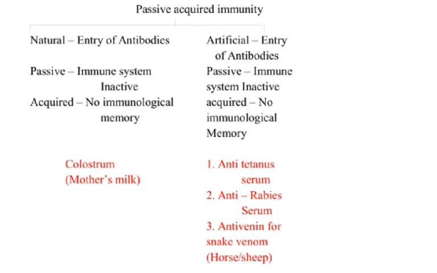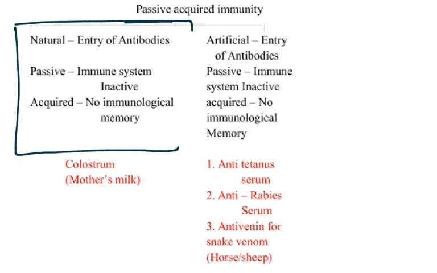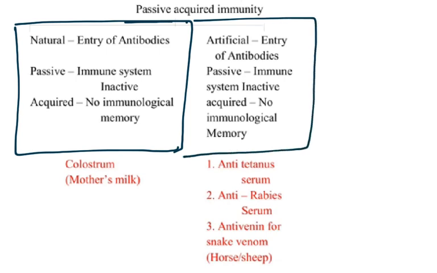Passive acquired immunity. Here, passive means our immune system is not active, it is not working, or it may work late. That is why we say passive acquired immunity. Passive acquired immunity is of two types: natural passive acquired immunity and artificial passive acquired immunity.